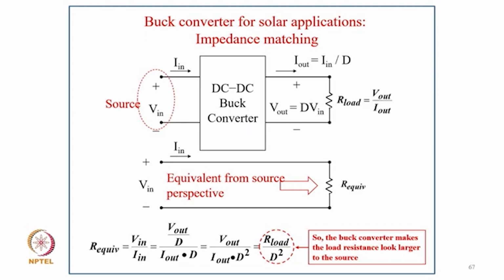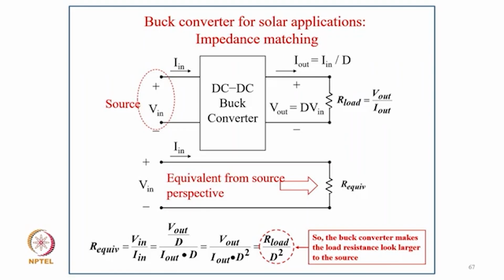Now coming to the buck converter for typically solar applications, which is used for impedance matching. For the purpose of maximum power transfer, we have to keep an impedance matching here, so we can force the PV cell using this buck converter. So we have output R load equal to V out upon I out, and R equivalent for the source equal to V in upon I in, or V out upon D divided by I out into D, or V out upon I out D square, or R load upon D square.